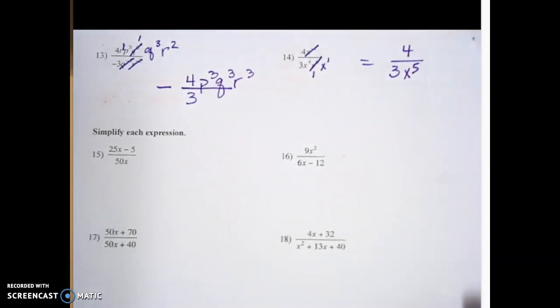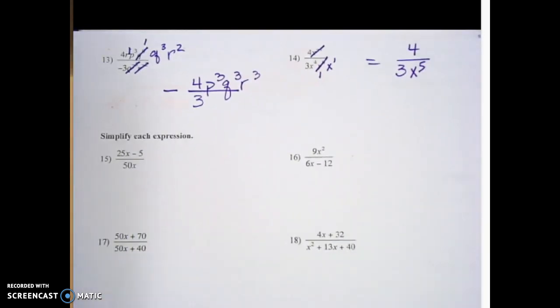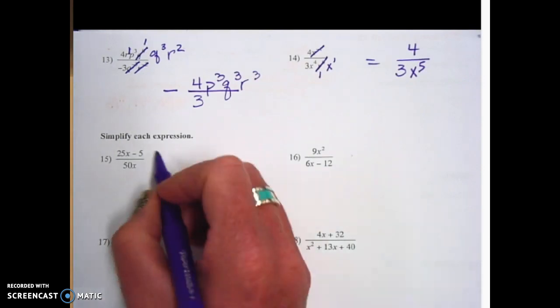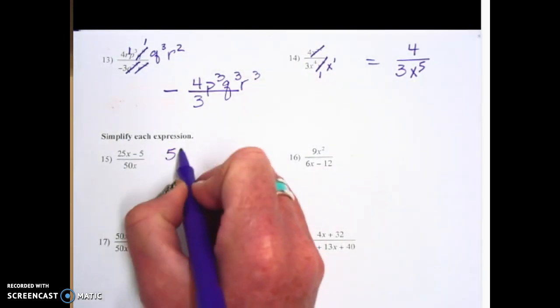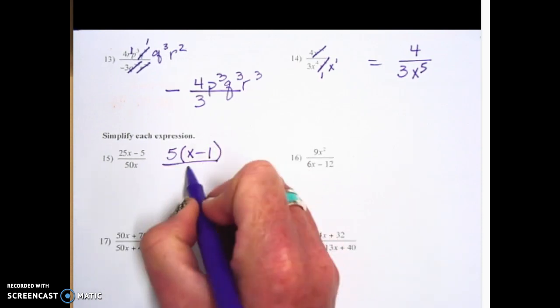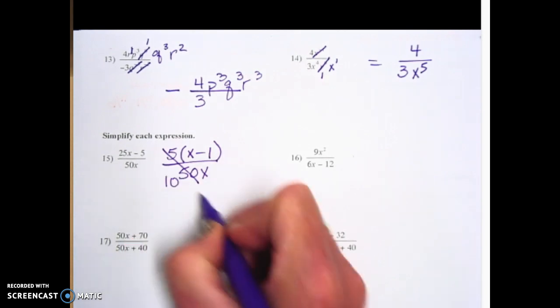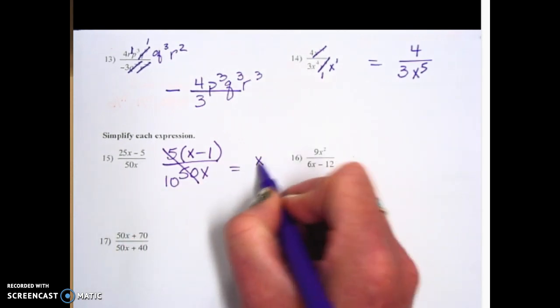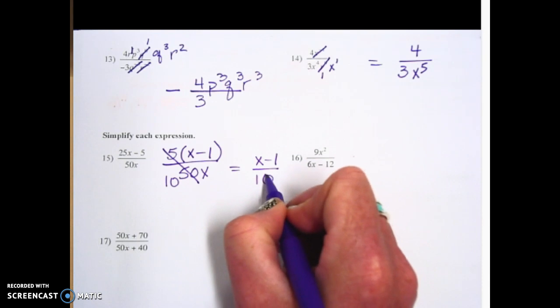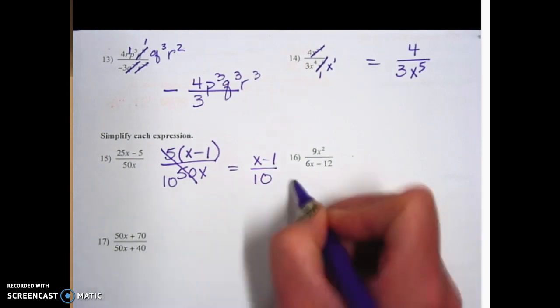All right, 15 through 24, we've got some factoring. So the first thing you want to do is look for a GCF. And I see one in that numerator. I'm going to pull out a 5. That leaves me with x minus 1. And in the denominator, I've got 50x. So 5 goes into 50 10 times. So we are left with x minus 1 over 10. And x. Don't forget the x.